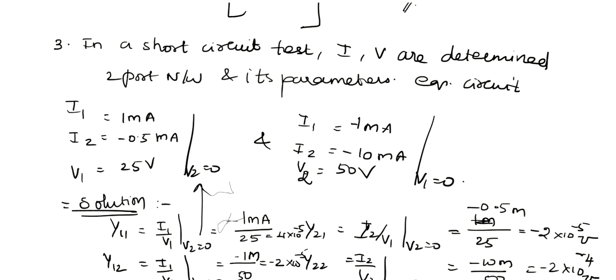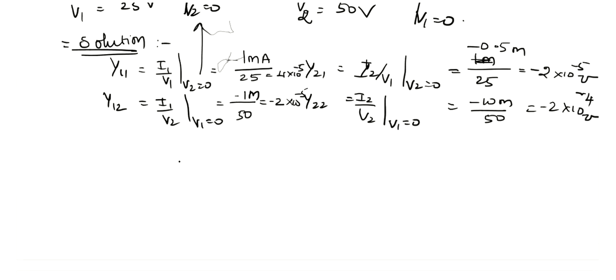So we are drawing here. That is, you are getting your 4 value parameters. That is, I can write in the equation. One is 4 into 10 to the power of minus 5 V1, minus 2 into 10 to the power of minus 5 V2, and here also the same, minus 2 to the power of minus 5 V1 and 4 to the power of minus 5 V2.